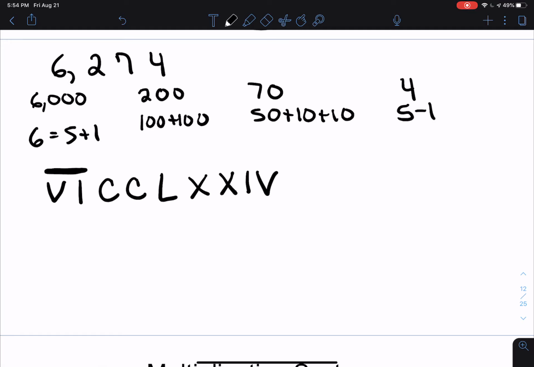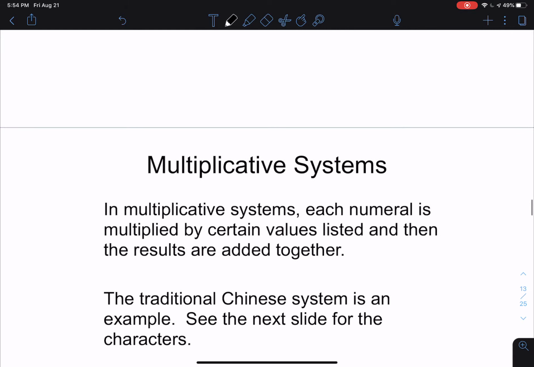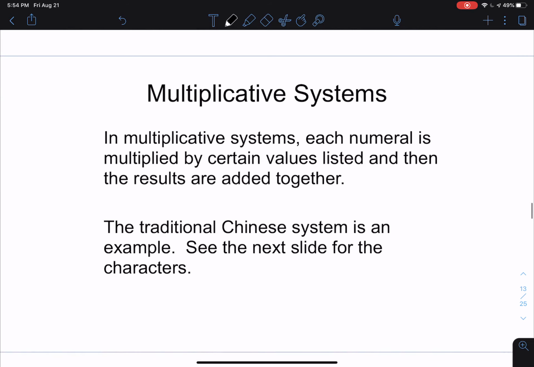All right. Moving next. This lesson also gets into multiplicative systems. If you can do the additive systems and if you can do Roman numerals, the multiplicative systems aren't going to feel drastically different. In fact, the traditional Chinese system we're about to do feels kind of like Roman numerals in that you are going to do some multiplying and then adding again.